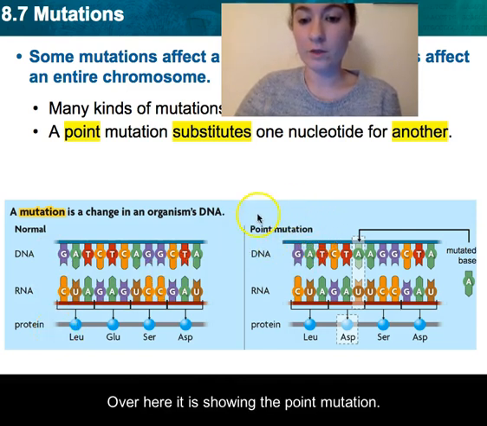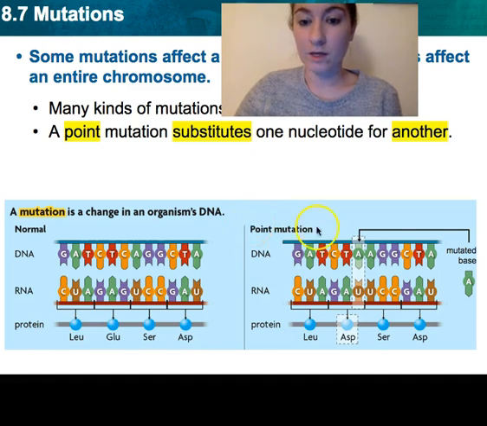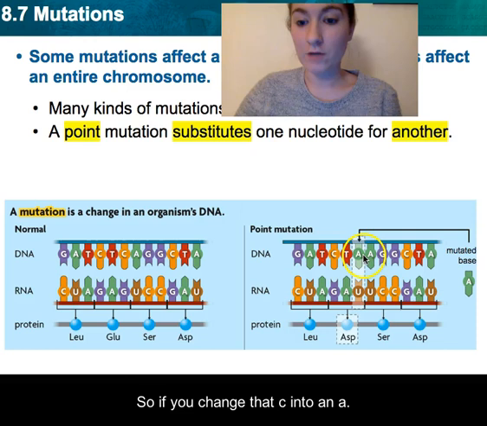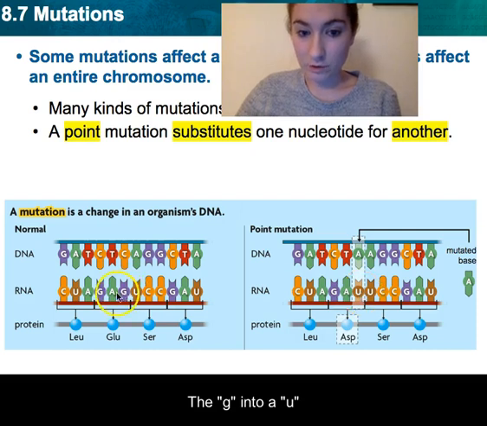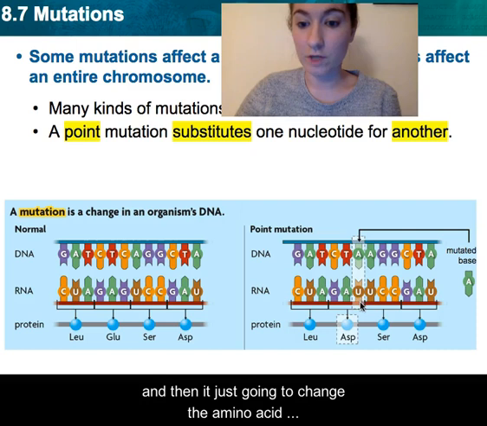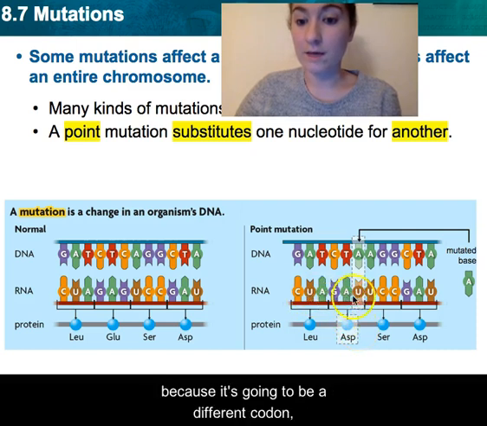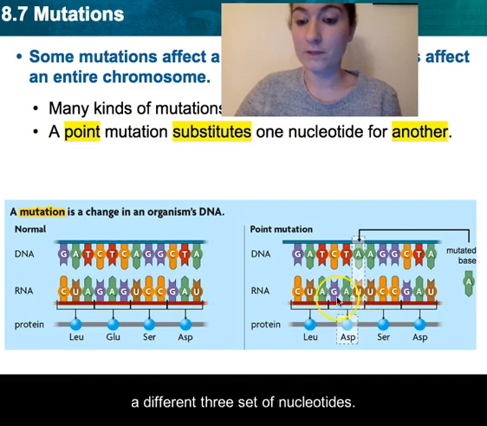Over here, it is showing the point mutation. It is showing that the A is now substituted for the C over here. So if you change that C into an A, it is then going to change the G into a U, okay, and then it is going to change the amino acid because it's going to be a different codon, a different 3 set of nucleotides.